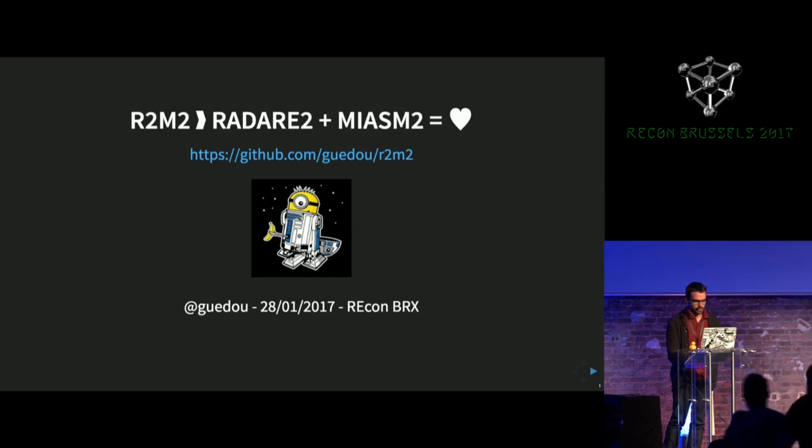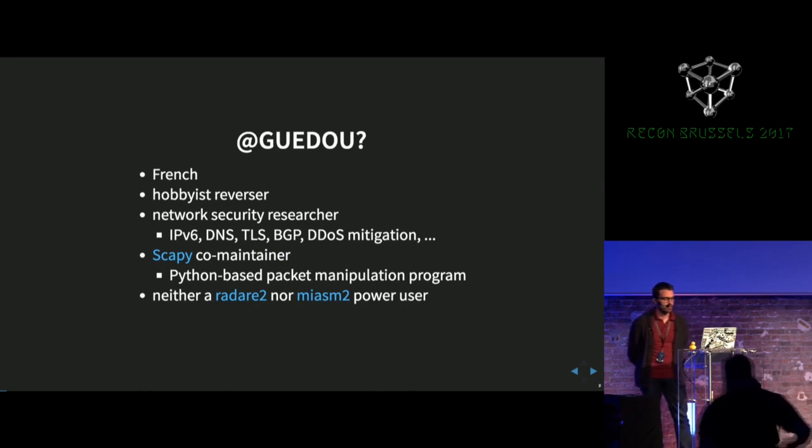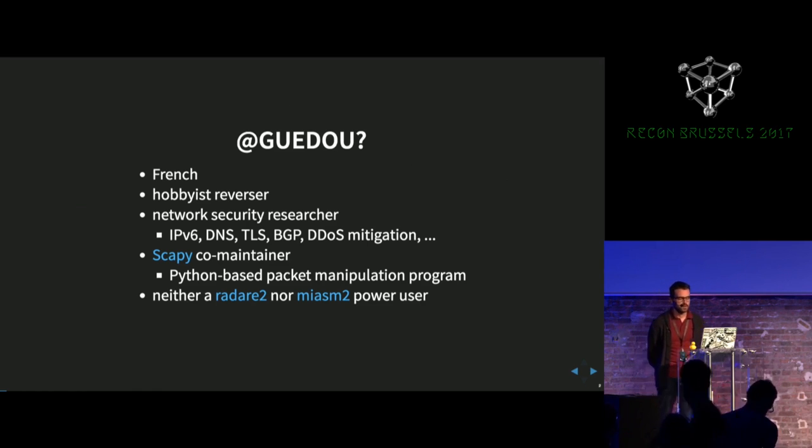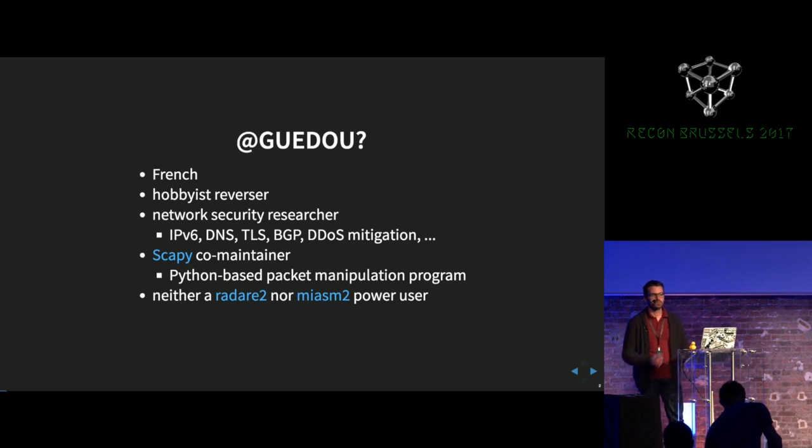So who am I? I'm Guillaume, or guedou. I'm French. I'm sure you can tell that from my voice. I don't do reverse engineering for a living, but network security. And maybe you know a tool I maintain. It's called Scapy, or Scapy in French. It's a tool used to play with network packets, send them, receive them, and also express them in a really easy way.